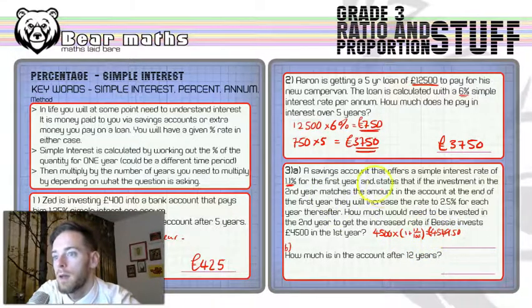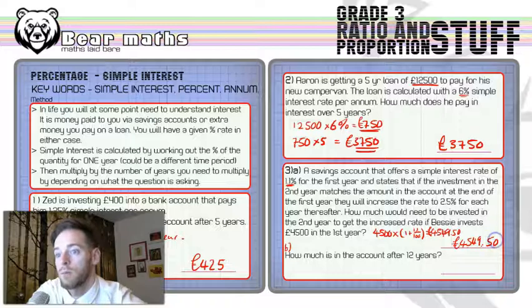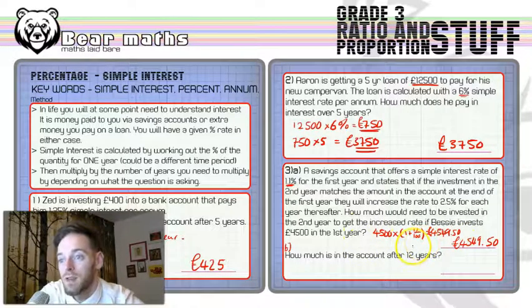Alright, so that's the first year, the investment. The second year matches the amount in the account at the end of the first year. So if the investment in the second year matches that, she's got to put that amount of money in at the end of the first year, and then she'll get an increased rate of 2.5% for each year thereafter. How much would need to be invested in the second year? So that is the answer to the question. That actually is it. I wrote this question a while ago and I've forgotten what it actually was. Right, but there you go. That is the answer to that question.